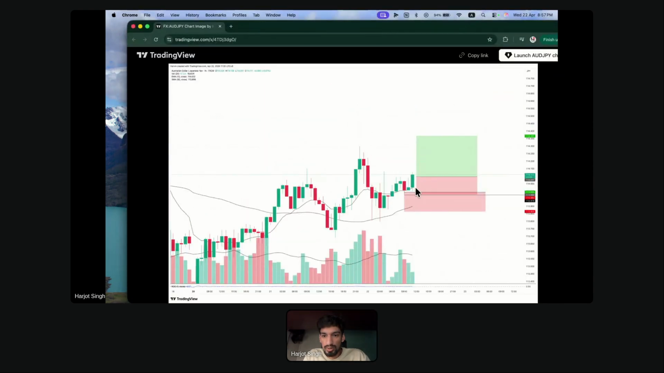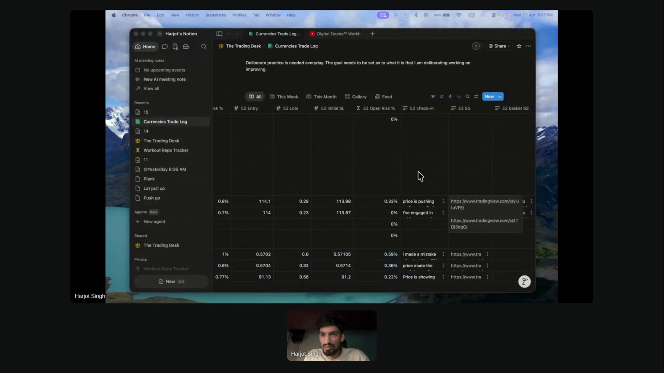So this is how the 1 hour was looking. Again, I took my entry here. Price was pushed up here, and I just put a little buy limit here to get in. This was a very clean entry for sure. And then this was my second entry. Let's just see what happens next.